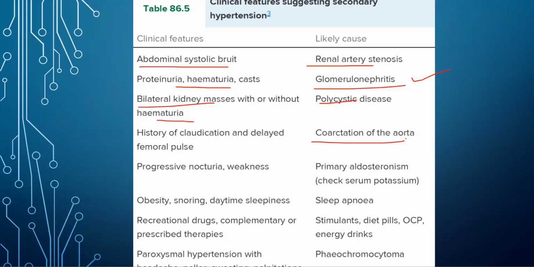Coarctation of aorta, there will be a delayed femoral pulse, or radiofemoral delay, or radioradial delay. We will discuss those things, but just remember for coarctation of aorta, these are the signs. Patients with sleep apnea, like OSA, obstructive sleep apnea, can also get hypertension.